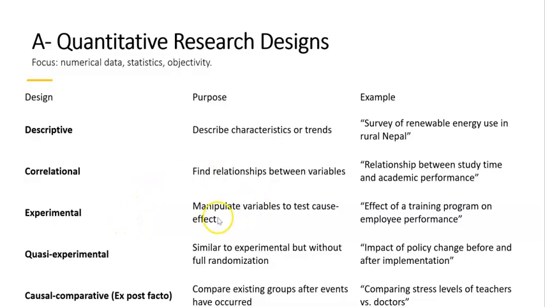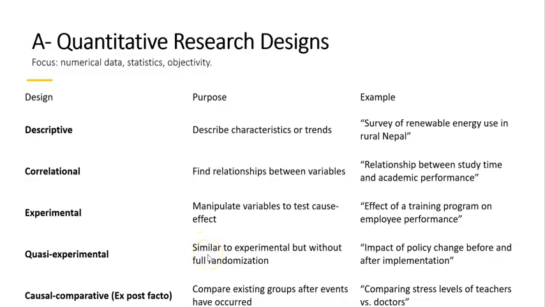Likewise, the third one is experimental research design, and this helps to manipulate variables to test cause and effect. For example, the effect of a training program on employee performance. It's purely cause and effect. Because of this training, a certain percentage of the employees have started doing well in their job or something like that. Just cause and effect.